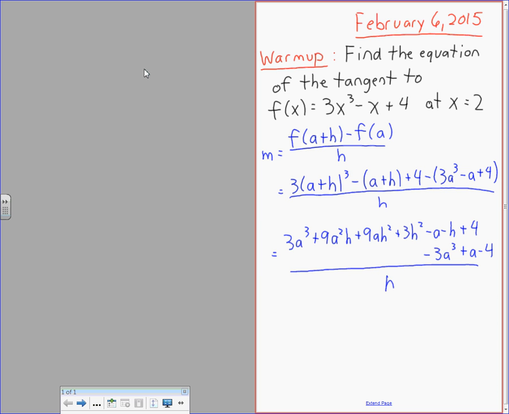Why is that okay that those last 3 are written on the next line? They're always going to cancel, okay? They're important to the question for balancing, but they're going to be gone instantly. So I'm going to cross those out right now: 3a cubed and 3a cubed, there's an a and an a, and there's a 4 and a 4. So I'm left with m equals 9a squared h plus 9ah squared plus 3h cubed minus h, all over h.